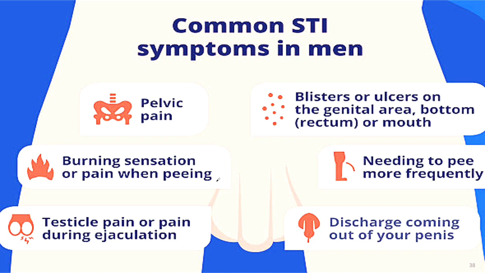These are the common STI symptoms in men: pelvic pain, burning sensation or pain when peeing, testicular pain or pain during ejaculation, blisters or ulcers on the genital area, bottom, that is rectum or mouth, need to pee more frequently, or discharge coming out of your penis.